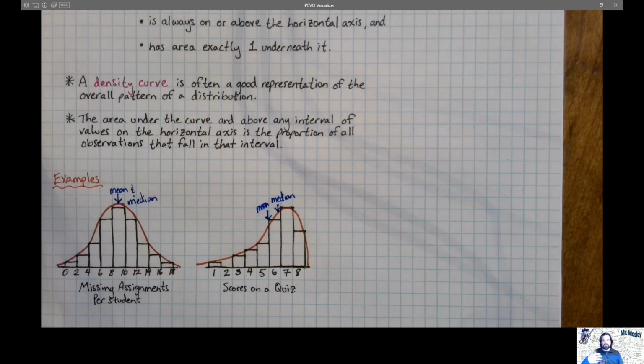A more useful and common density curve is the standard normal curve, or normal curve, and a normal distribution, which we'll get into in the next video.